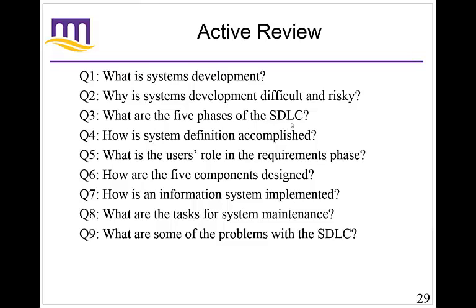We discussed what is a systems development and how it's accomplished. We've talked about what is the user's role in the requirements phase. We talked about how the 5 components are designed. We looked at how an information system is implemented, and we talked about the tasks for systems maintenance. And all of this is part of the traditional systems development lifecycle. However, there are other variations of it, such as rapid application development, which I gave you a little taste of. So at any rate, this is the big picture of what occurs within the systems development.